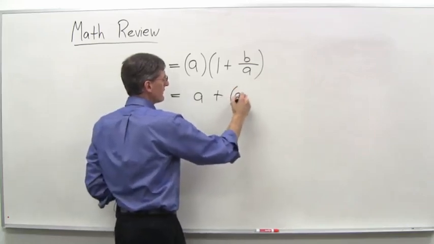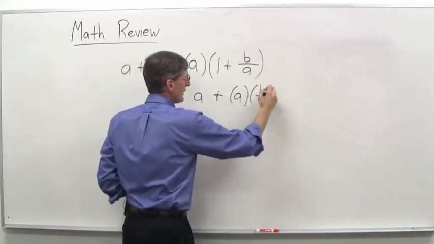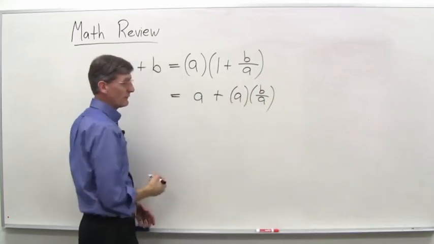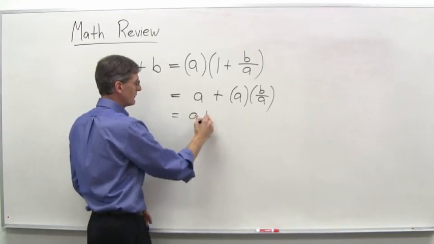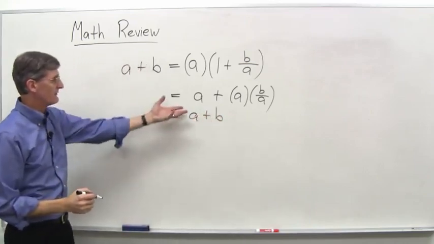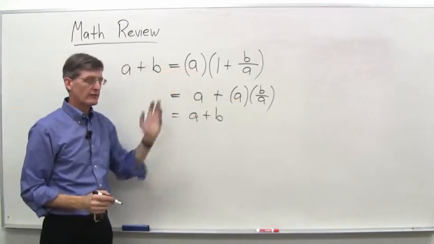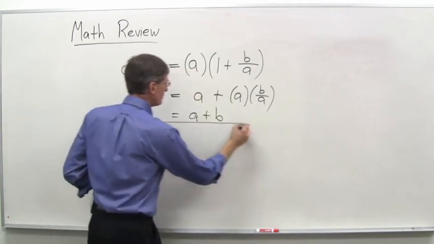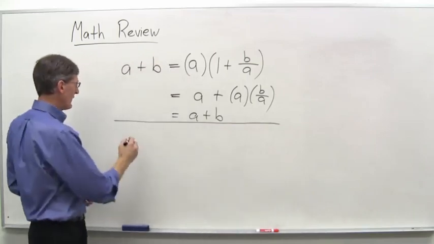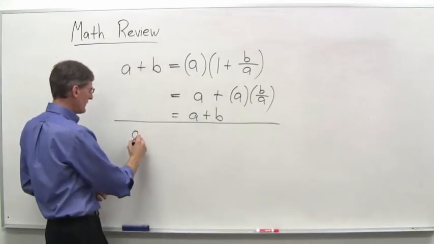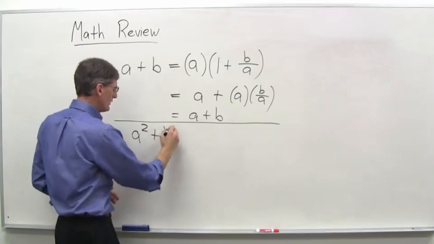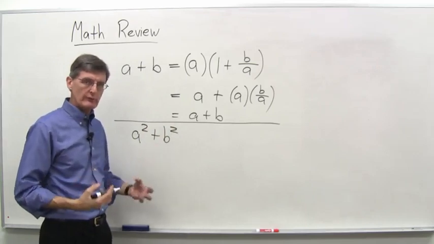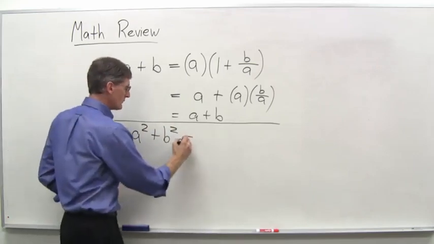So this is the same thing as a times b over a, and the a here in the numerator and the a in the denominator cancel, and we just get a plus b again. So essentially we can factor out an a in this case, or we could have done the similar thing with b. Why is that important? Because we will see later on something like this. We'll have not just a plus b, we'll have a squared plus b squared. That form comes into the theory in a number of cases.